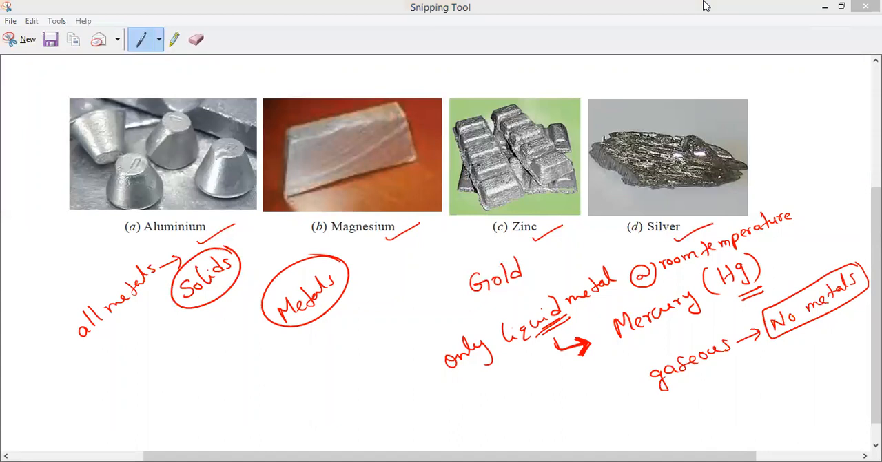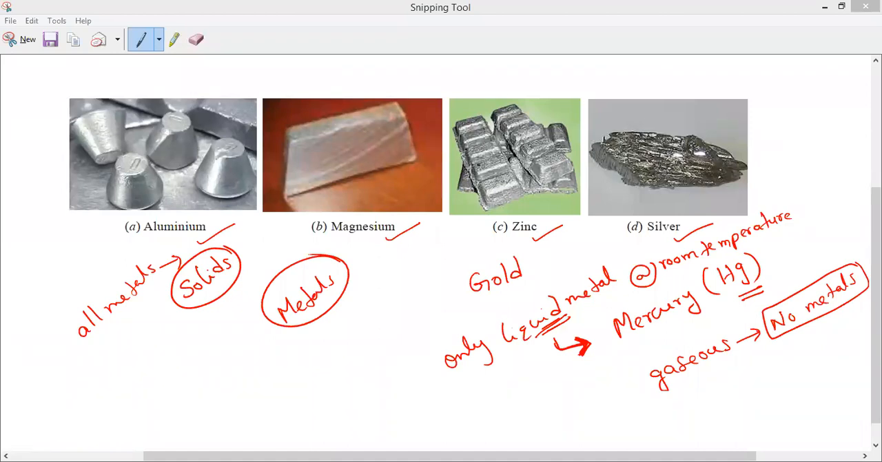You decide. The only metal is what? Mercury. And the symbol is what? Hg. It has been taken from the name hydrargyrum. That is mercury, you have to remember. At what temperature? At room temperature. It is present in liquid state. That is what you have to understand.